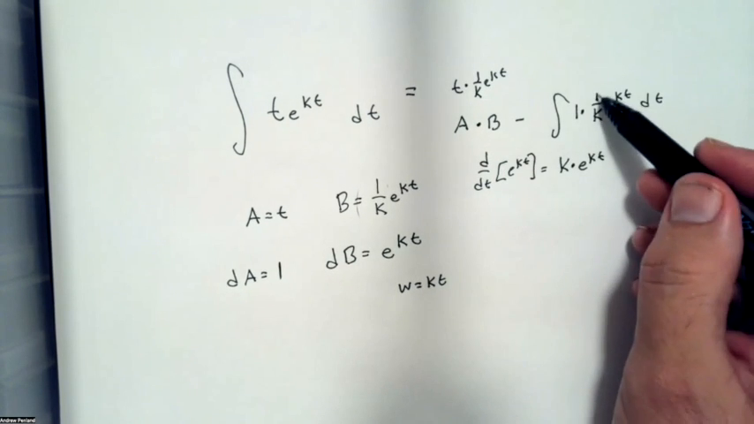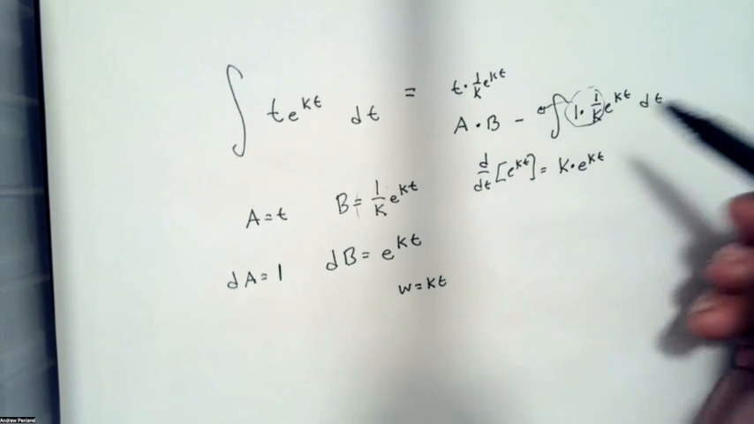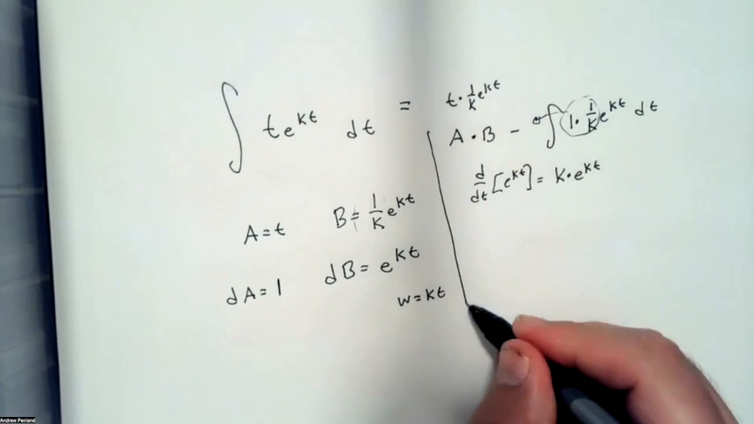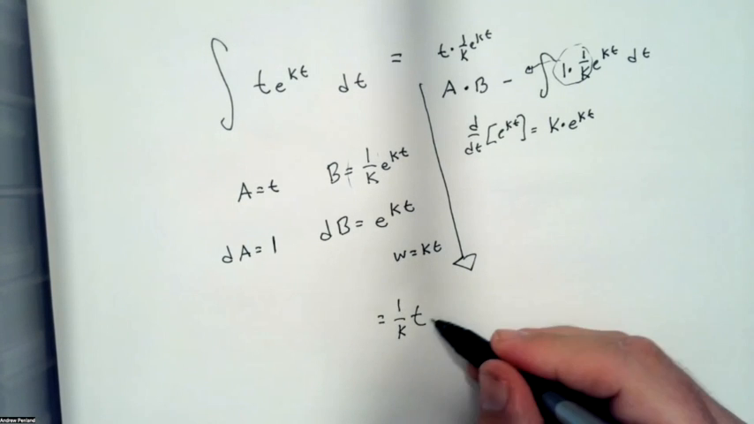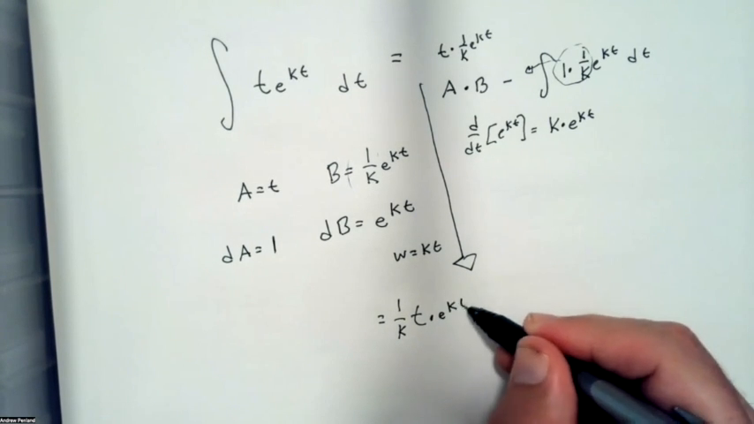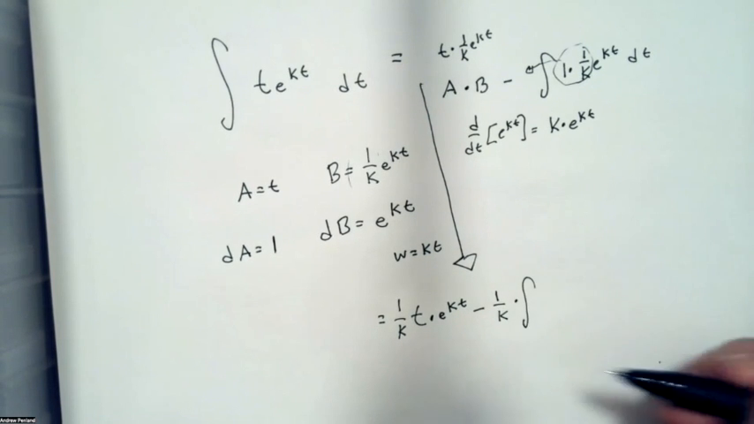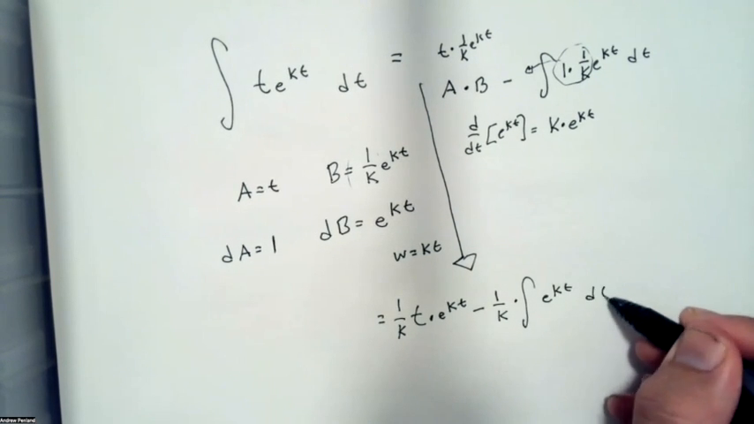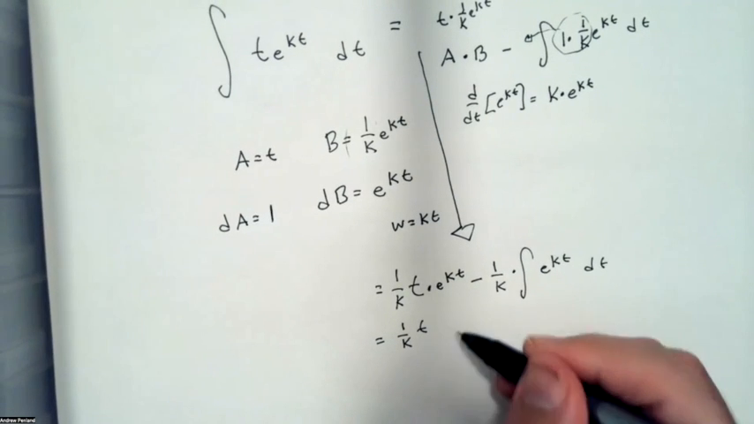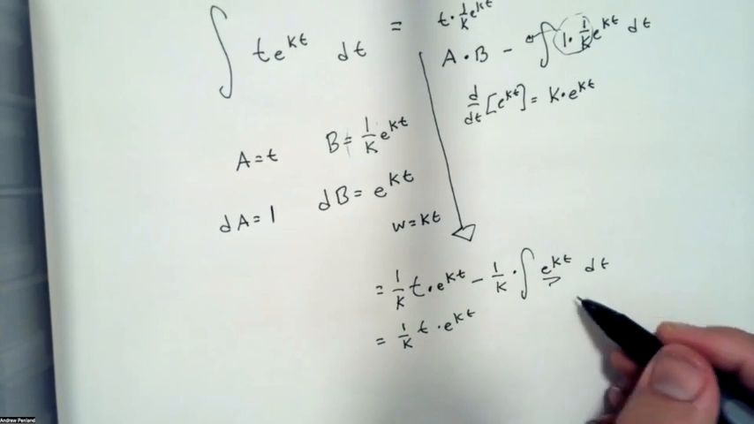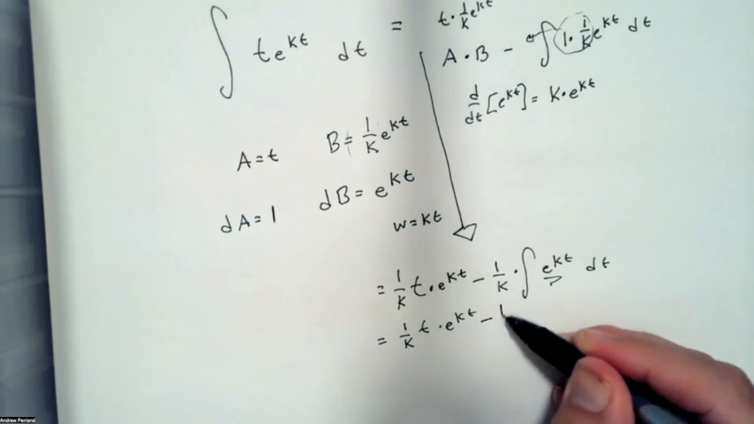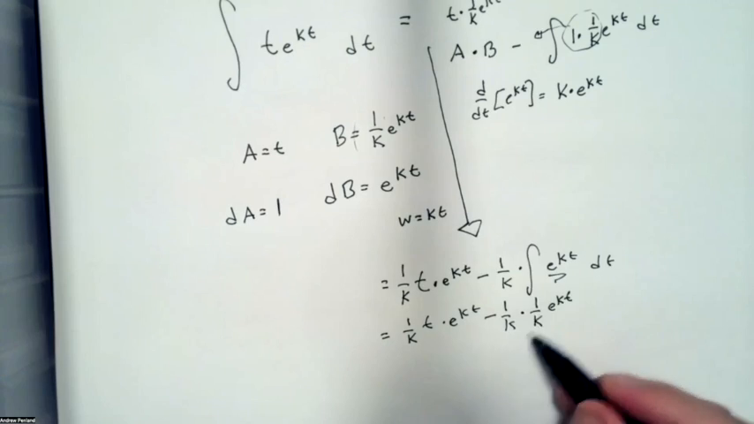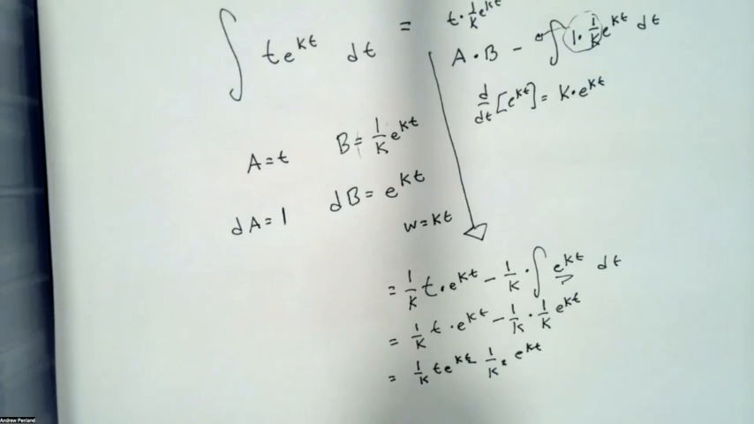And this one, it turns out I can do. I can pull this 1 over k out front, and I do the same thing I just did. I'm laughing because it ends up looking a little bit ridiculous, but I'm going to rewrite this as 1 over k times t times e to the kt minus 1 over k times the integral of e to the kt dt, which becomes 1 over k times t times e to the kt. And then this antiderivative is again 1 over k times e to the kt, by the same reasoning that we used here. So I get 1 over k squared. Right, so I did all of that to get something that I can plug in here.